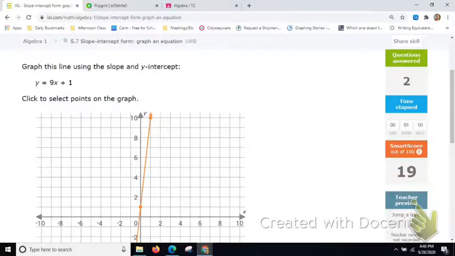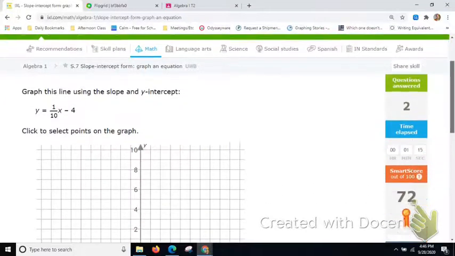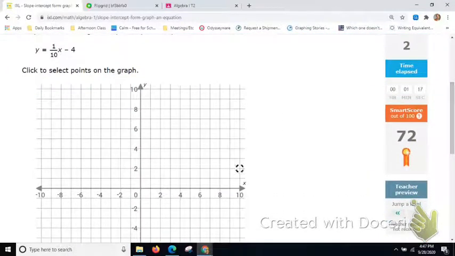So we're starting at the b and then using our slope. So -4 is our b. Remember, when it's a fraction, you're going up or down the number on the top and then over side to side with the bottom number because it's rise over run.